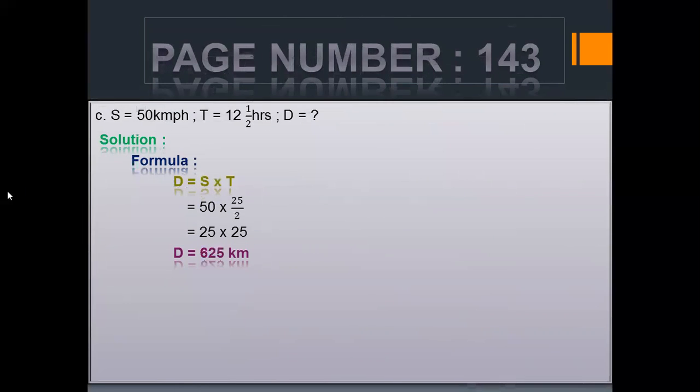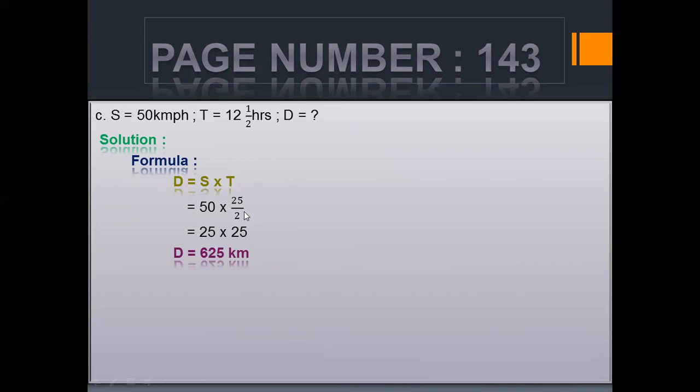The last part of this question is: 50 kilometers per hour is the speed and 12 whole number 1 over 2 hours is the time. You know how we simplify 12 whole number 1 by 2? We multiply 12 with 2, which is 24, and we add 1 to it. 25 over 2 is the total hours, and speed is 50.